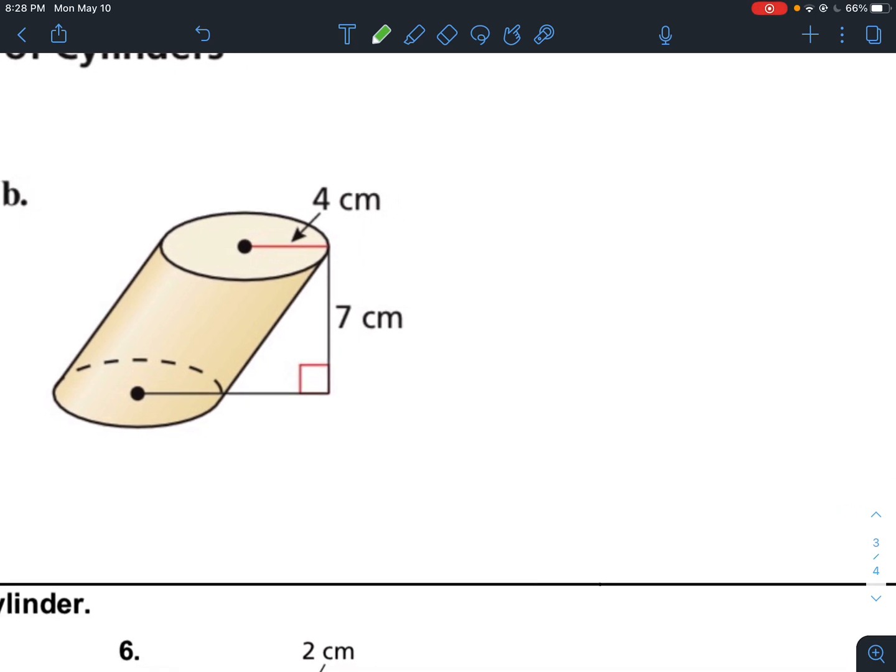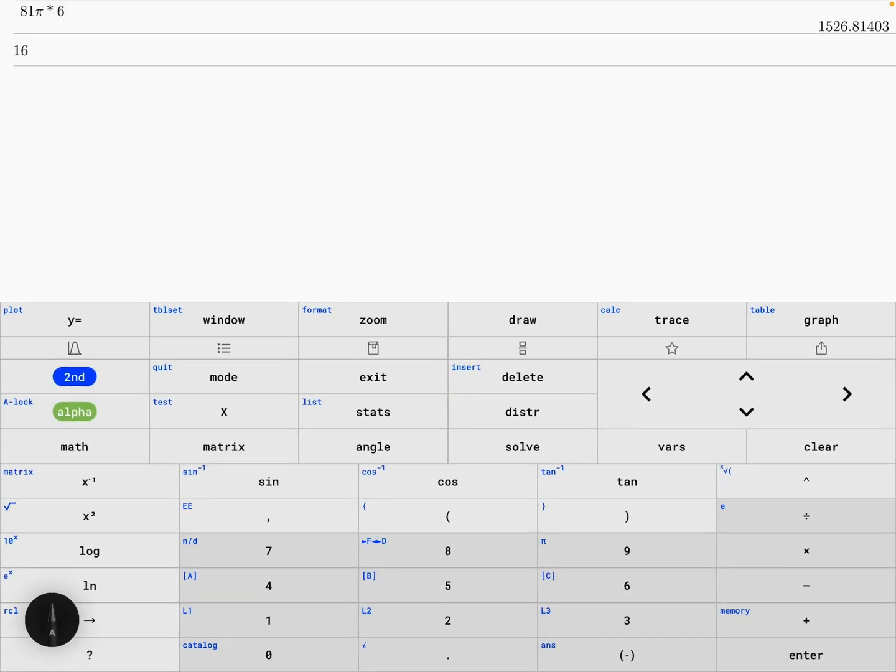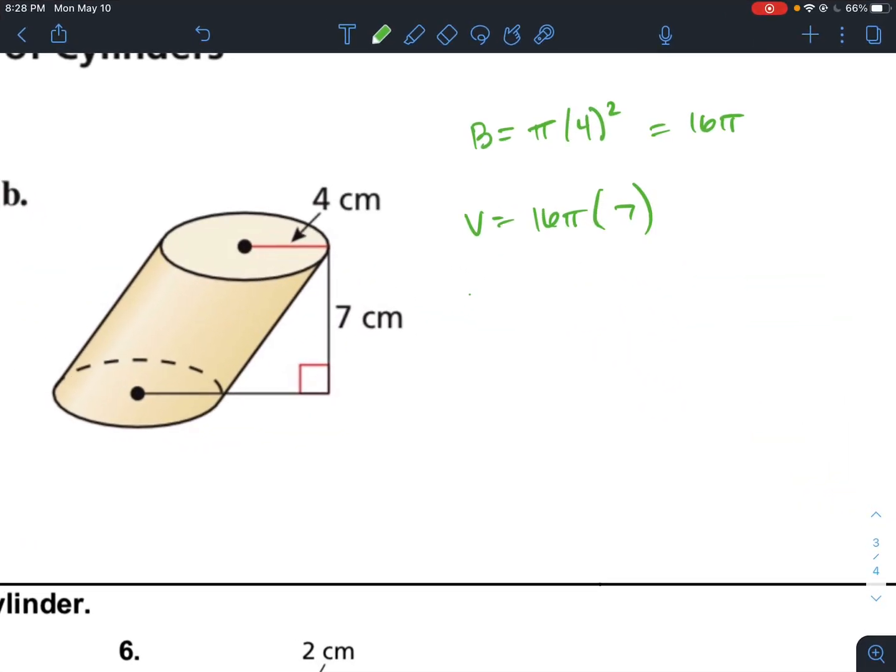But in this case, the base here is equal to pi times by r squared, which is 16 pi. And the area, or the volume, sorry, the volume would be 16 pi times by the height, which is 7. So 16 pi times by 7, and we get 351.86. And that's going to be in centimeters cubed.